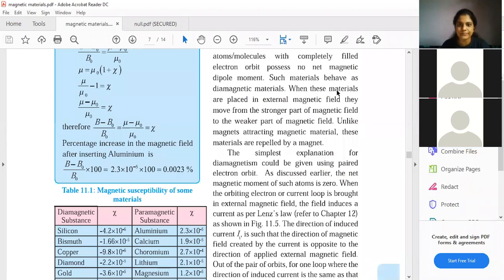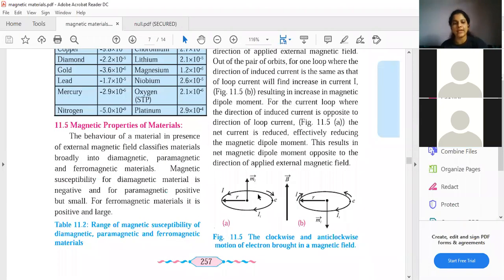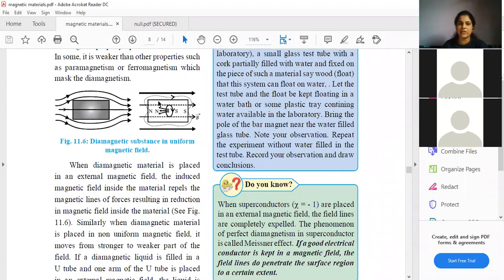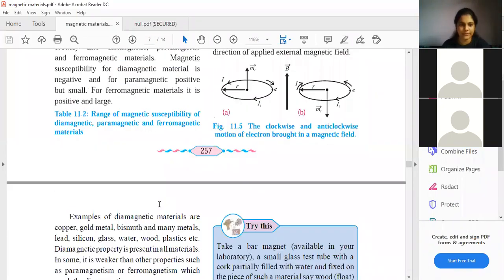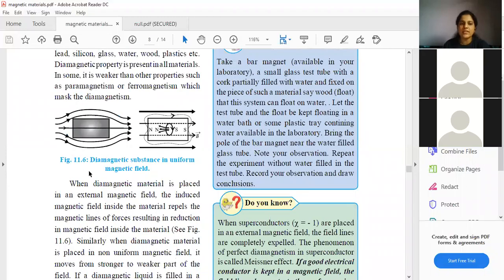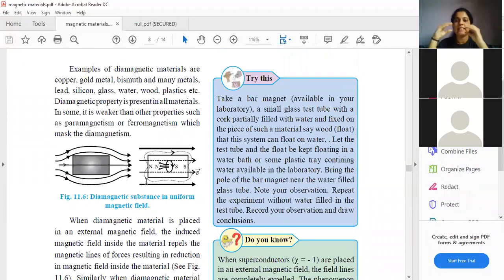Let's move ahead. Before I get to this part, I would like to explain this thing, which is under the same topic. First, let me explain this, and then we'll get back to this electron part. Now, students, here they have kept a diamagnetic material in an external magnetic field.